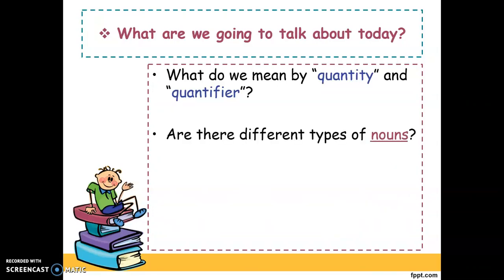But how is the word quantifier related to it? Number two, are there different types of nouns? We've talked about this before when we discussed some and any, but just to make sure that you've all understood it really well, we're going to chat about them real quick.